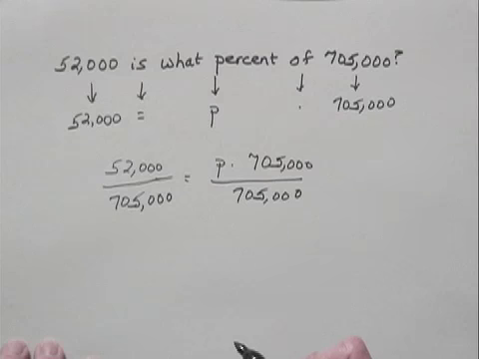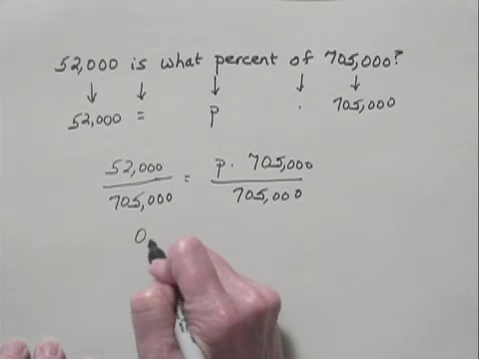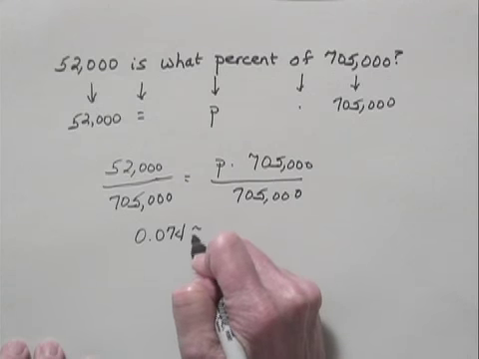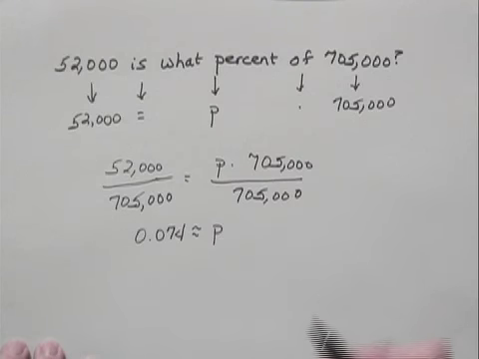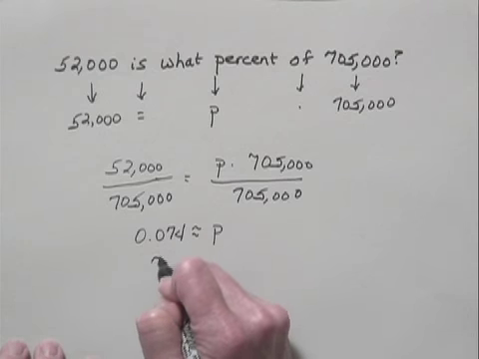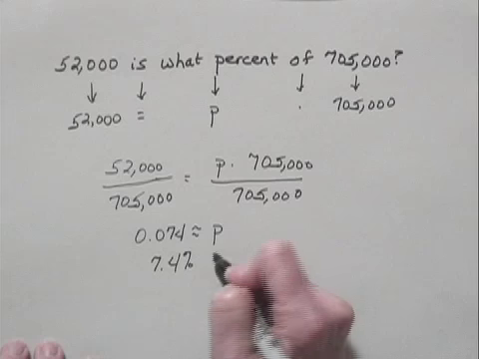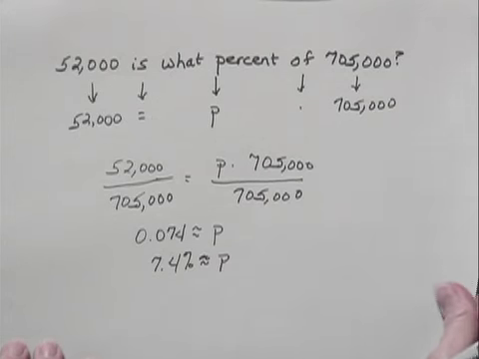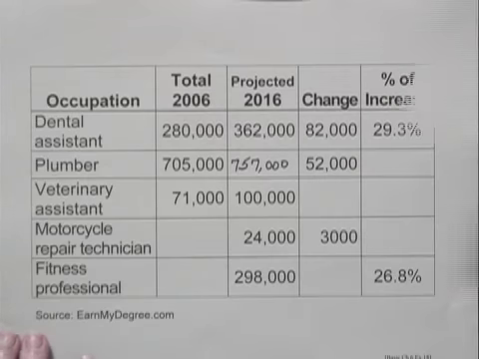And when I do the computation on the left-hand side, I get 0.074 rounded to 3 decimal places. So this is approximately equal to P. And we want to express this as a percent, so we'll write percent notation. We would say that 7.4% is approximately equal to P. So that's our percent of increase.